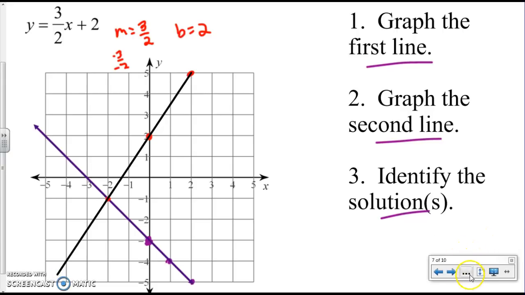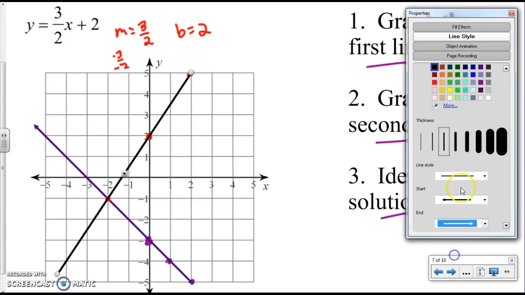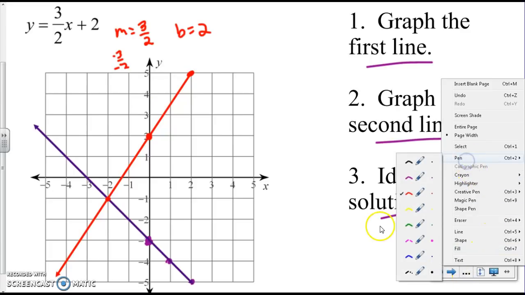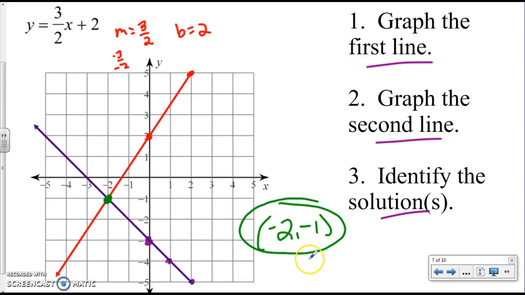Okay, notice that my lines go all the way across the graph when I do this. It makes it easier to find the point where they cross, because if you don't make your line long enough, they might not cross, but that does not necessarily mean it's no solution. You only have no solution when they're parallel. Okay, so first one, we graph the first line. Second one, we graph the second line. Now we are going to find the point where they intersect, which is my actual answer. My actual answer is right here at the point (-2, -1). Okay, so that is actually what I'm going to be looking for there.